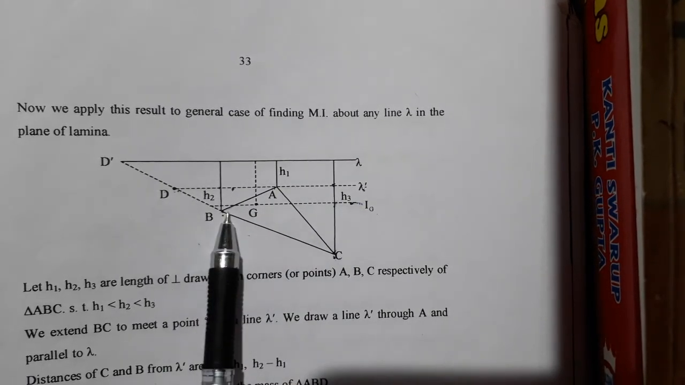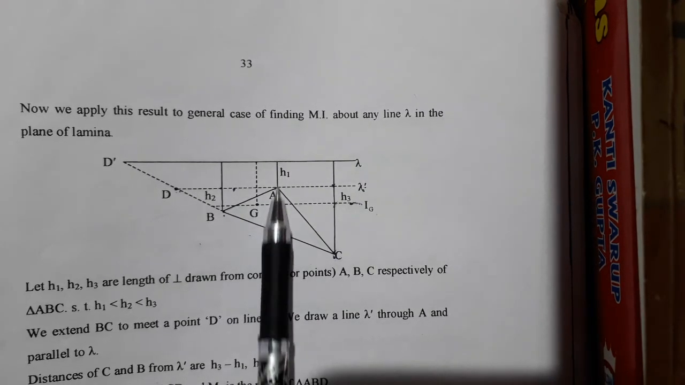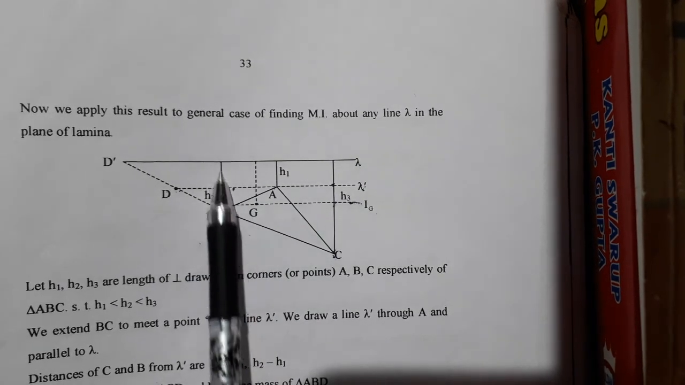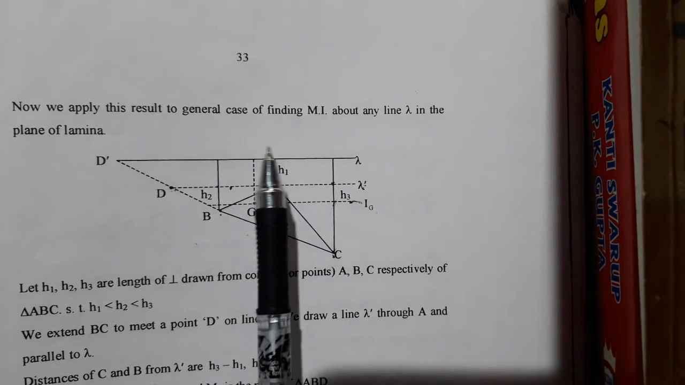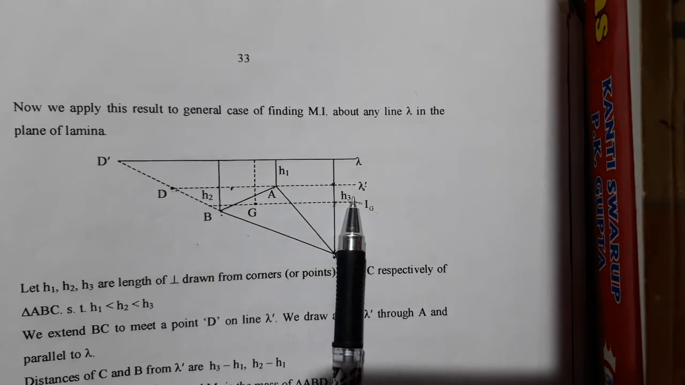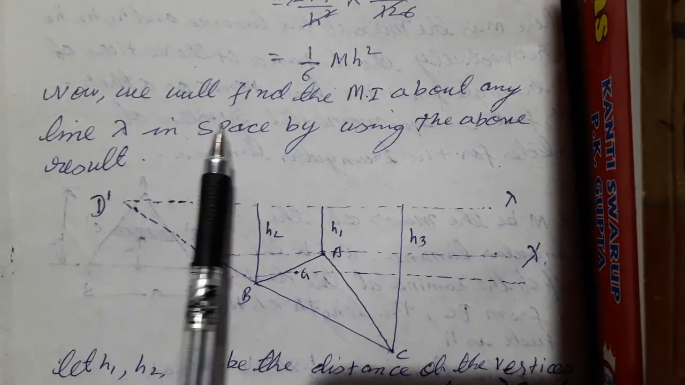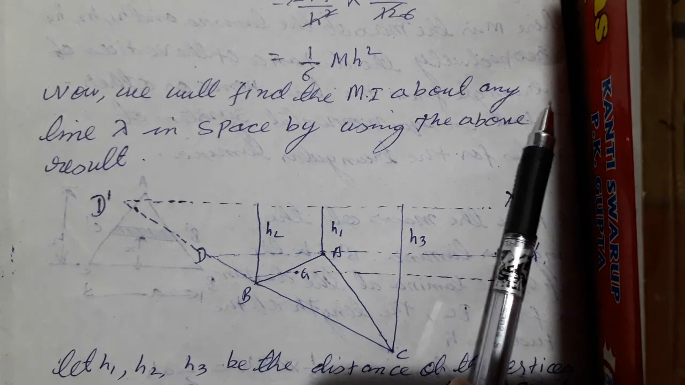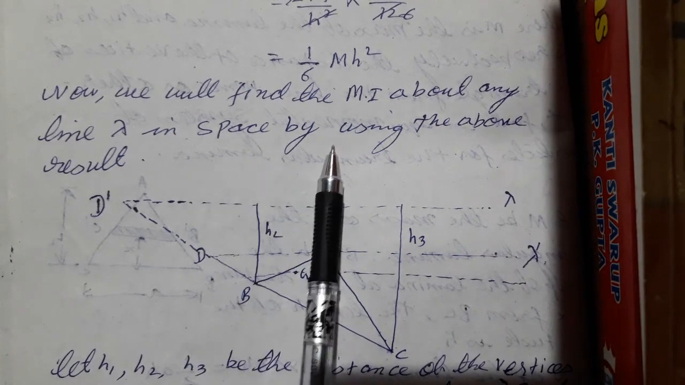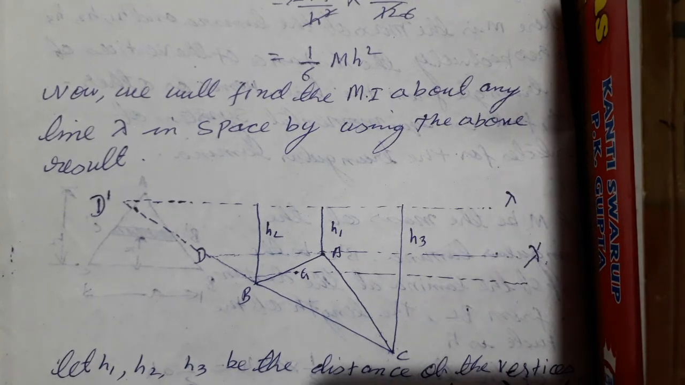Now here, from each vertex, the distances are given. The distance from the first vertex we are taking as h1, this distance I'm taking as h2, and this distance I'm taking as h3. If we compare from the diagram, we can easily see that h1 is smaller than h2, and h2 is smaller than h3. So here we are trying to find the moment of inertia about any line lambda in space by using the above result. We are going to use this result afterwards.